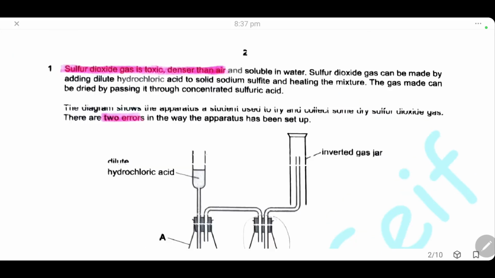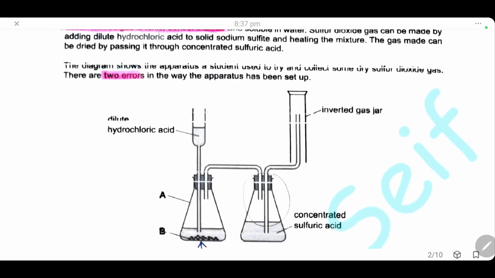Let's start it. Question 1. Sulfur dioxide gas is toxic, denser than air, and it is also soluble in water. Sulfur dioxide gas can be made by adding dilute hydrochloric acid to solid sodium sulfite and heating the mixture. The gas made can be dried by passing it through concentrated sulfuric acid because the concentrated sulfuric acid is a drying agent. Here we have a diagram of the apparatus used to dry and collect some sulfur dioxide gas.